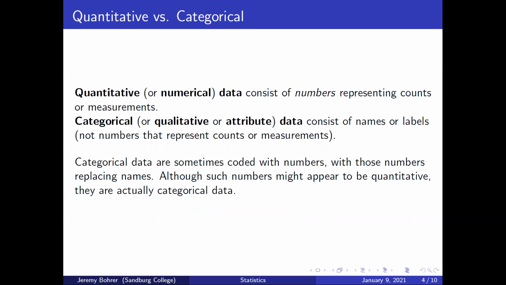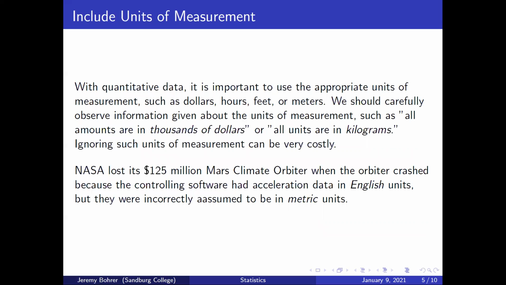Quantitative or numerical data consist of numbers representing counts or measurements. Categorical or qualitative or attribute data consist of names or labels, not numbers that represent counts or measurements. Categorical data are sometimes coded with numbers, with those numbers replacing names. Although such numbers might appear to be quantitative, they are actually categorical data.